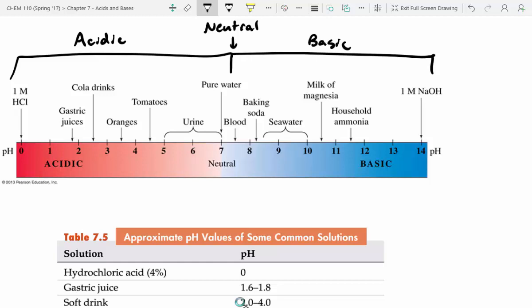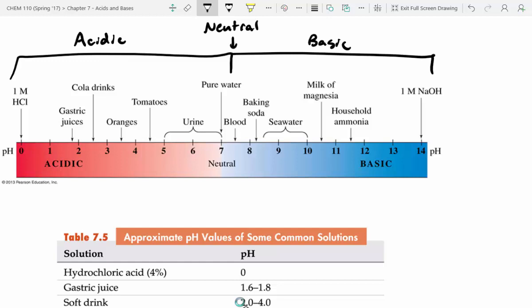All right, so if we think about common substances, your stomach acid's going to be around a pH of 2. Colas, like Coke, are going to be around 2.5. They have phosphoric acid in them, if you remember that. Oranges and lemons are usually between 3 and 4. Tomatoes between 4 and 5. Urine between 5 and 7.